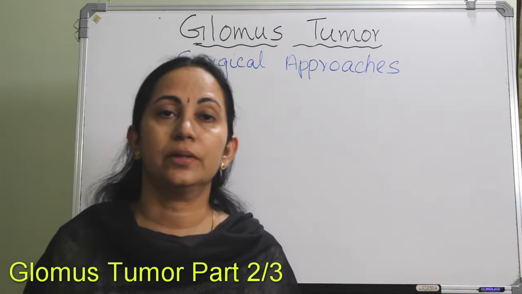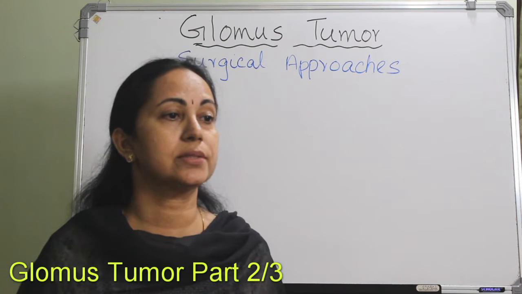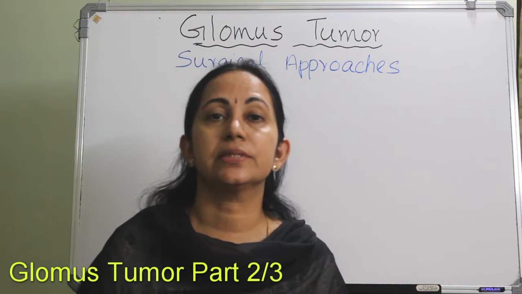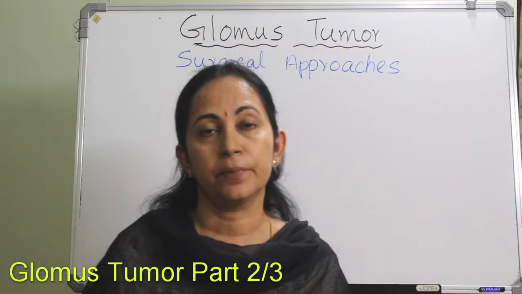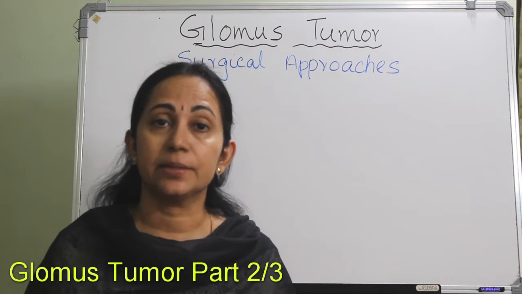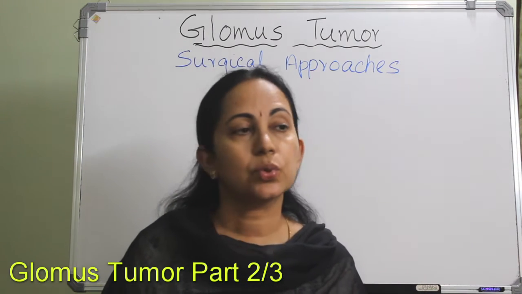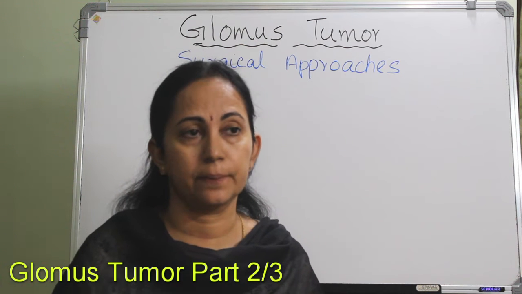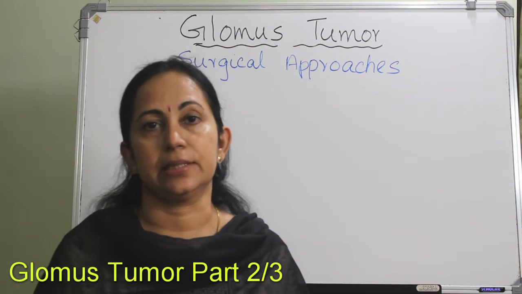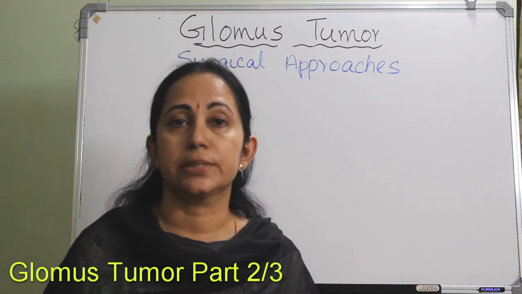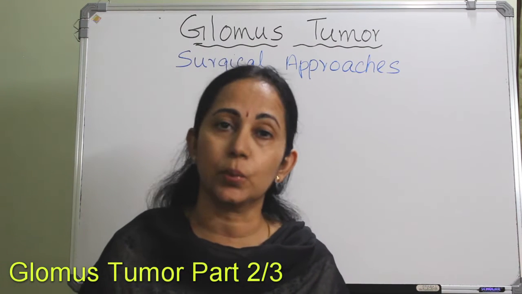We discussed glomus tumors, their etiology, epidemiology, classification, clinical features and management options. We know that the definitive treatment is surgery. So, what are the surgical approaches for removal of glomus tumors? For any surgery, how can we decide which approach is needed? That is by asking three questions.